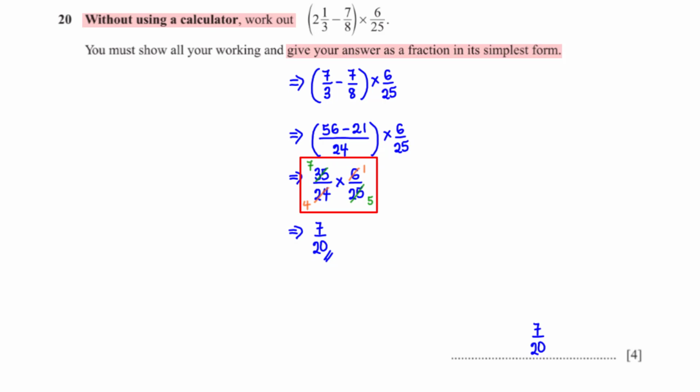5 goes into 35 7 times and goes into 25 5 times. 6 goes into itself 1 time and goes into 24 4 times. So for the numerator, 7 times 1 is 7, and for the denominator, 4 times 5 is 20. So we have 7 over 20.